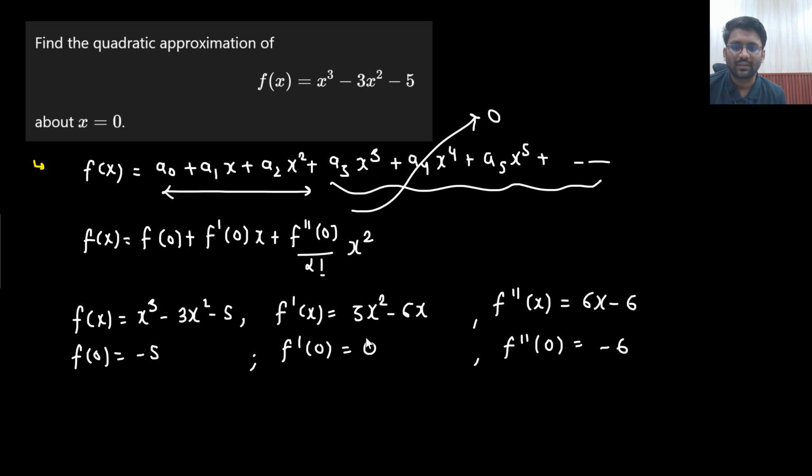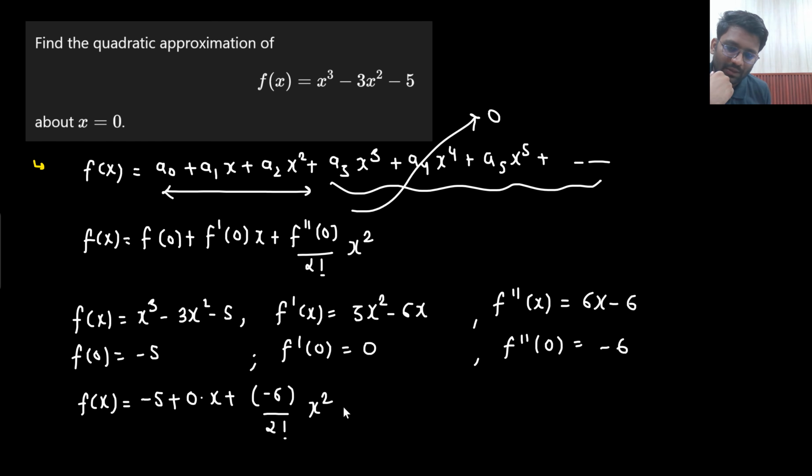Wait a second, is something wrong we are doing? x cube minus 3x square minus 5. No, nothing wrong. Okay, it is fine. So what is the f(x) I am getting? Sir, f(x) I am getting is f(0), which is minus 5, plus f'(0), which is 0, plus f''(0), which is minus 6 divided by 2 factorial, x square. So when I solve it, this will be 0. Answer is coming out to be minus 5 minus 3x square. So this is the answer, or I can write minus 3x square minus 5. This is the answer I am getting.